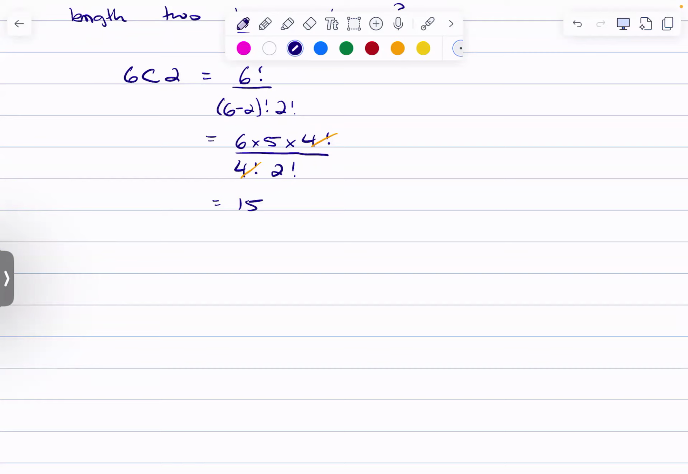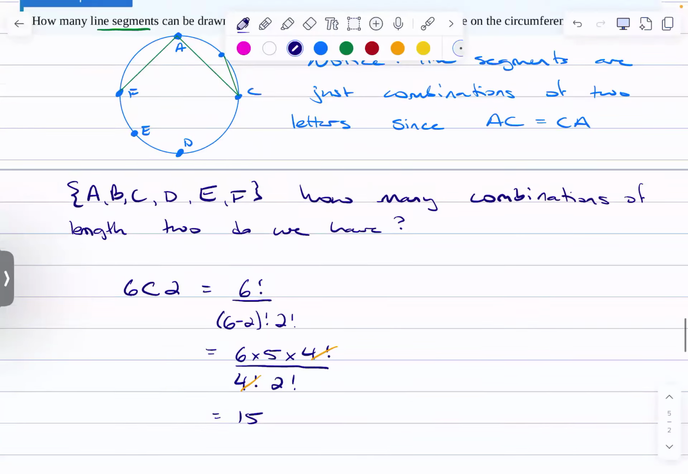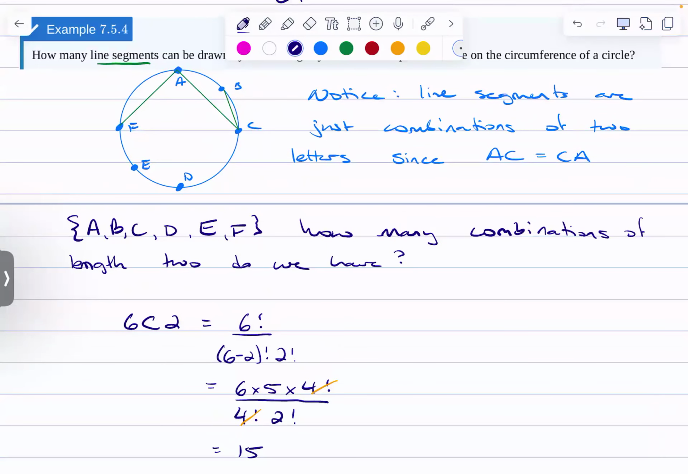Which I confirmed, just in case. So there are 15 line segments, and as kind of a fun exercise, you could see if you could draw them all, knowing how many there are.